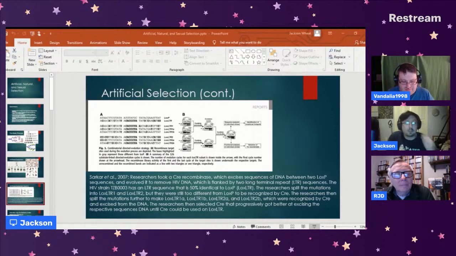So what the researchers wanted to do is they said, okay, we know that viruses, when they insert their DNA into our genome, they flank it by long terminal repeats. And so what if we could get an enzyme to do this? What if we could get it to remove these rather than splice them in? It turns out the most similar sequence to LOXP for these identical flanking sequences is called LOXLTR. And it occurs in this HIV strain called TZB0003.